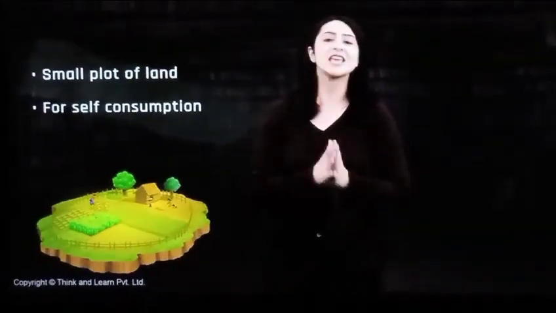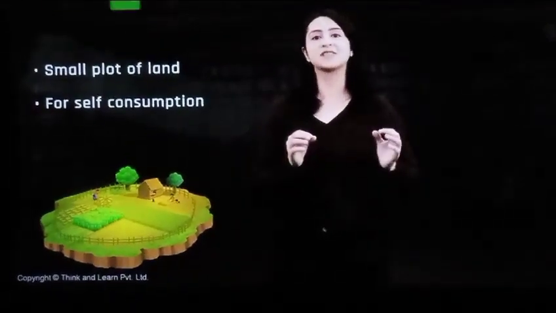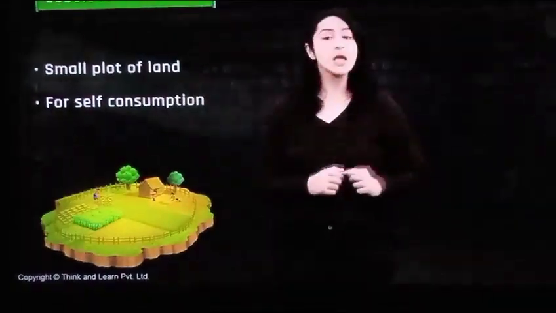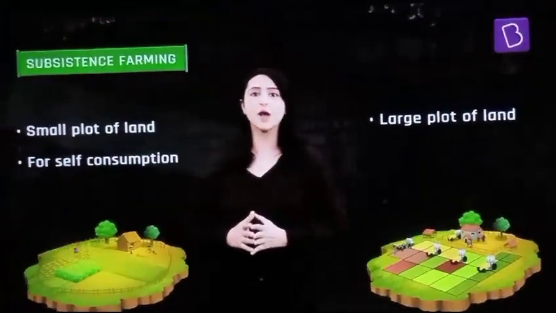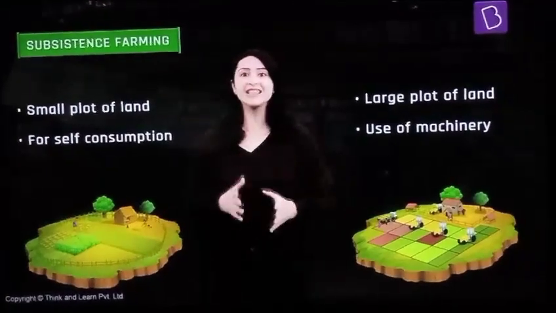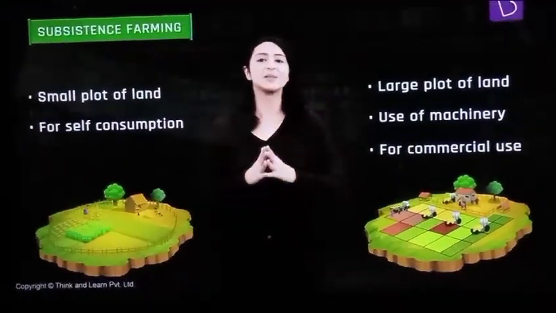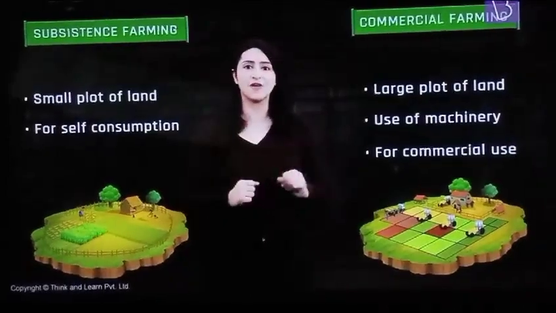So we just got to see two different types of farms. Let's look at the major differences between these two farms. Raghu's farm, with a small plot of land and the consumption of the produced crops by the farmer's family itself, is a prime example of subsistence farming. Pranav's farm, with a large plot of land, production of the crops with the help of machinery, and the selling of the crops commercially, is a prime example of commercial farming.